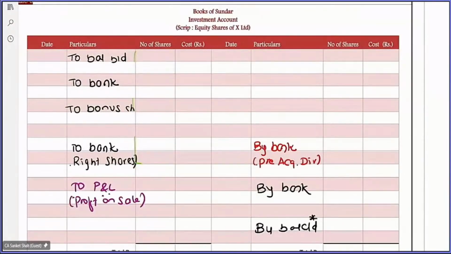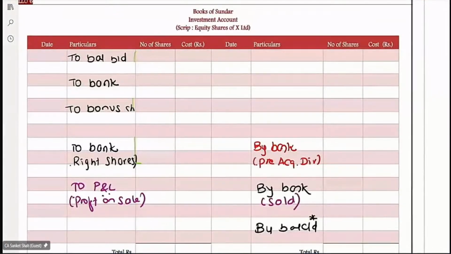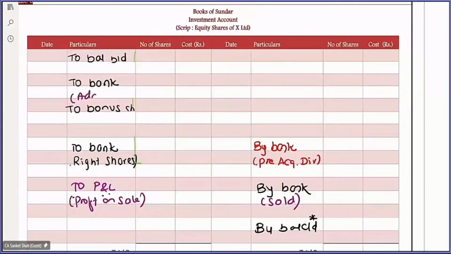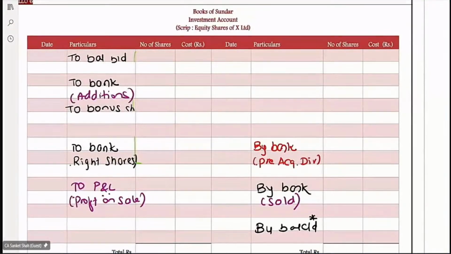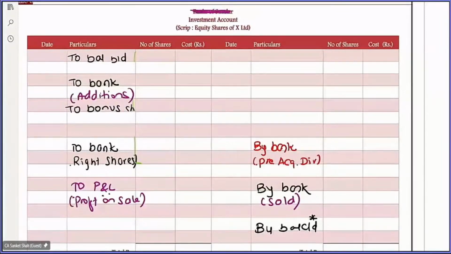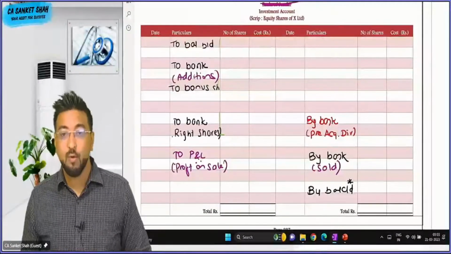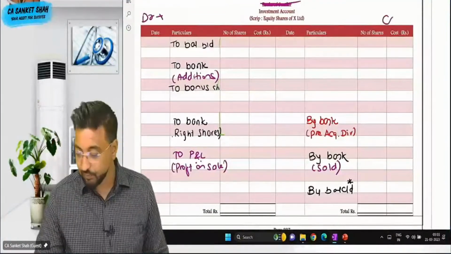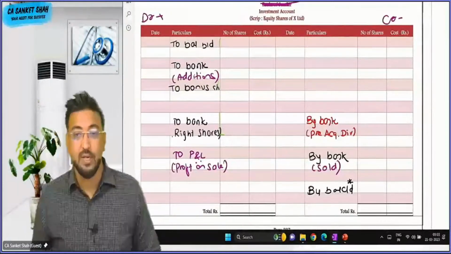Ledger accounts, beta, will come in the exam, so take a screenshot of this pro forma, beta: by bank sold, and by balance carried down, and to bank additions. So this pro forma is important. Investment account, do not write books of accounts, the script you have to write. Yes, number of shares column and rupees column. So remember this pro forma, beta: debit plus, credit minus, because it's an asset.